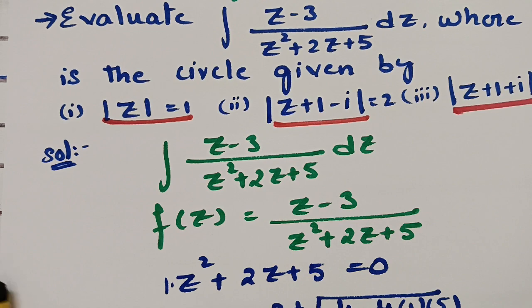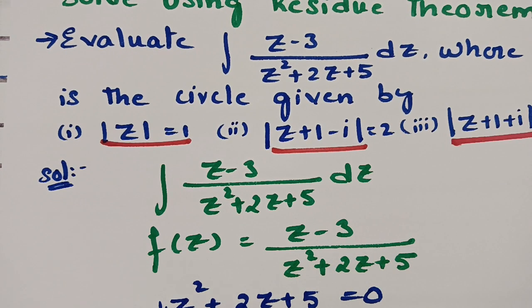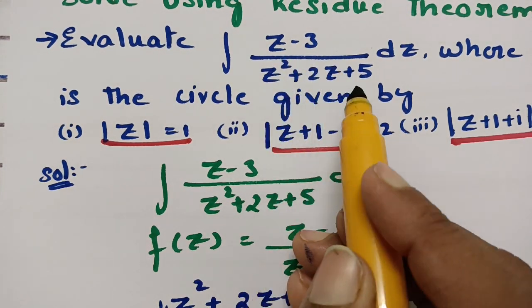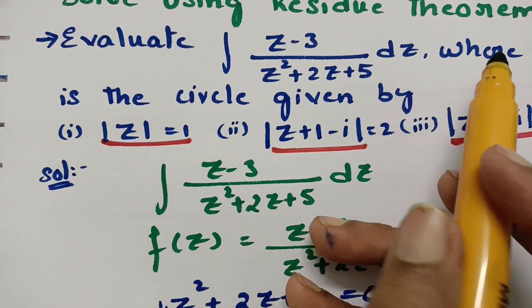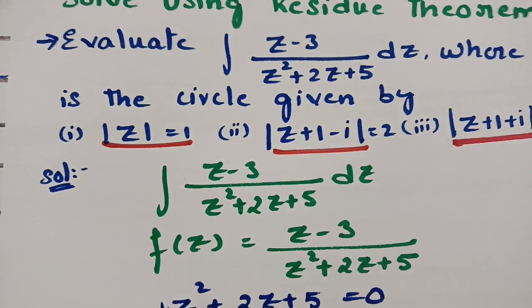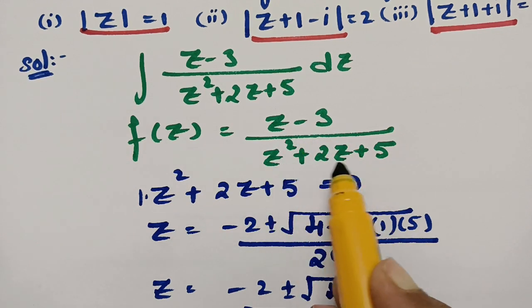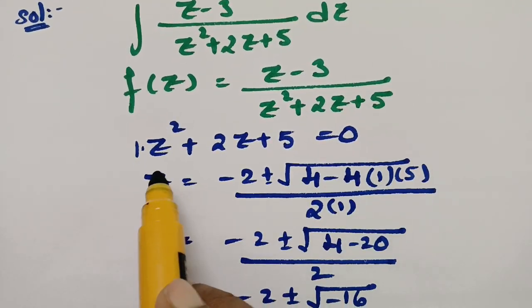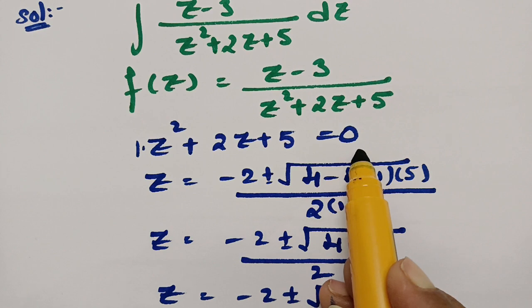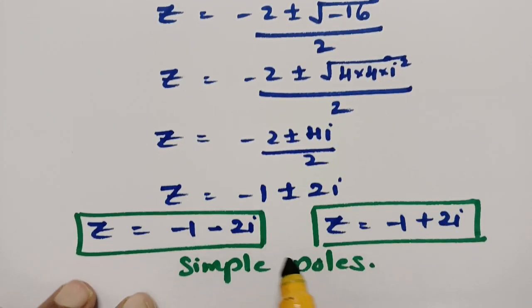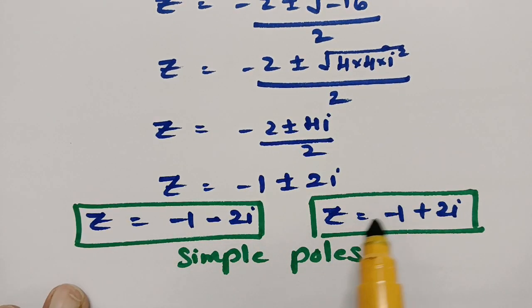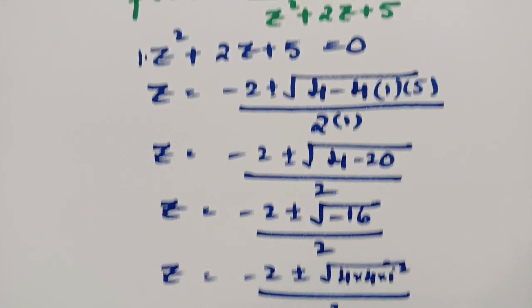And now let me explain once again. First we have to evaluate the integral of (z minus 3) by (z square plus 2z plus 5) into dz for these circles. First of all, our f of z is nothing but (z minus 3) by (z square plus 2z plus 5). In order to find the poles, I have equated the denominator to 0, and after calculating we got two simple poles, that is minus 1 minus 2i and minus 1 plus 2i. These are the simple poles.